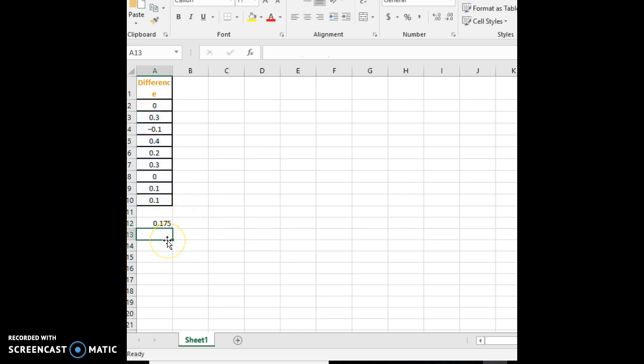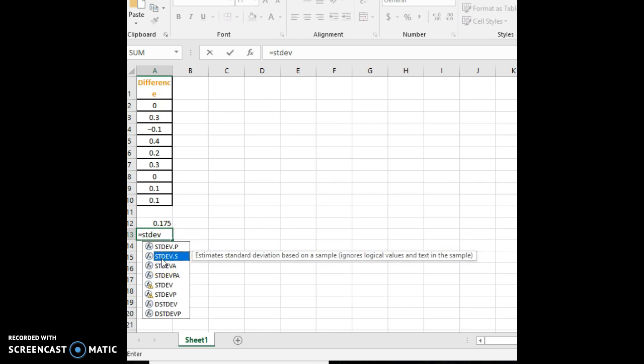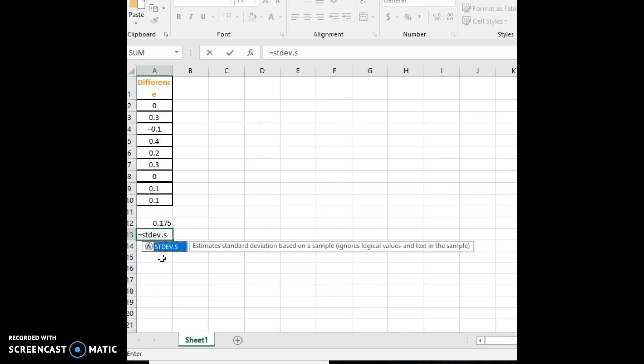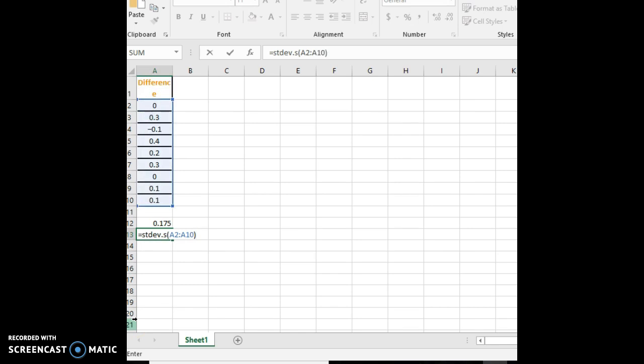And there's my average. All right, now let's get our standard deviation in the same way. All I've got to do is say equals STDEV, and you notice these little options come up. We want the one with S because this is a sample. So we'll use STDEV.S, parenthesis, again A2 colon A10. And hit enter, and there's our standard deviation.